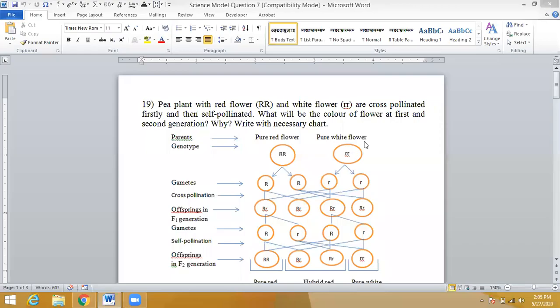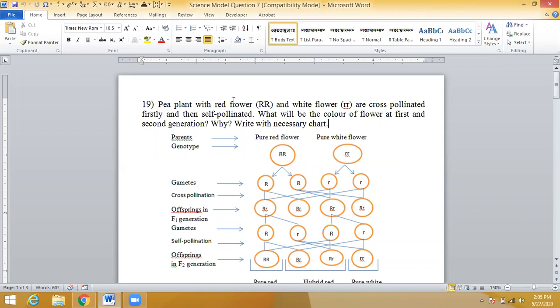Okay, so let us continue where we left off yesterday. Yesterday we did up to question number 18. So today we are going to start from question number 19. In question number 19, the question is very simple. It is from heredity and variation. And the question goes like this.